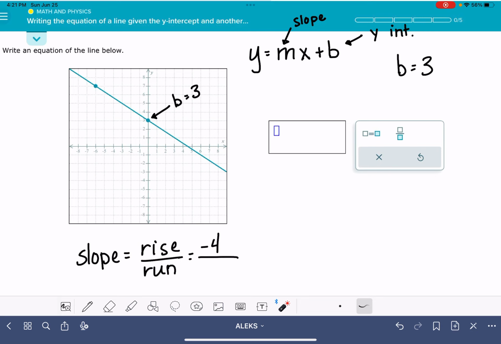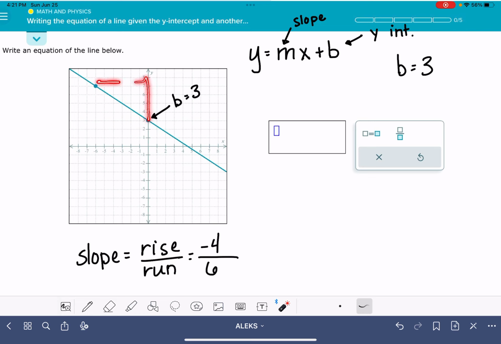My run, as I said, is the movement along the x-axis. So when I went down 4 units, I ended up right here. And now I need to move along the x-axis to get over to that particular point. 1, 2, 3, 4, 5, 6. And that is a positive run. If you're moving from the left side to the right side, same as if you're reading from left to right, then the value of the run is a positive number.